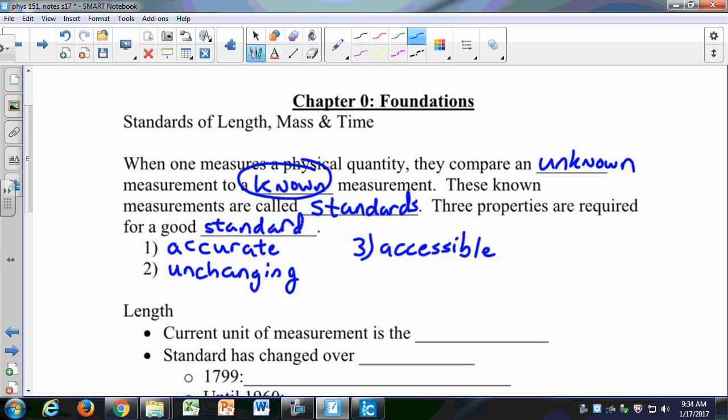It needs to be unchanging. That means the standard, today it's this long, tomorrow it's this long. That ain't going to work. And then it also needs to be accessible. If I have the standard over here and I keep it and I never let you see it, then that's not a very good standard, because you can't say, well, gosh, I don't know how to measure a meter, for example, because you got the standard and you're not allowing it to be released to the world. So those three properties are important for creating a good standard.